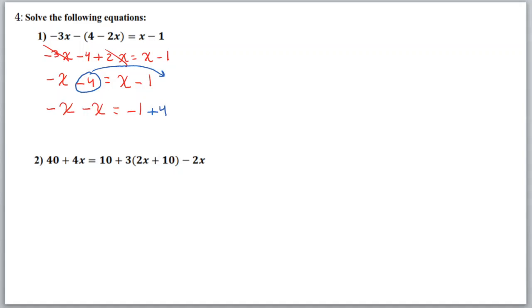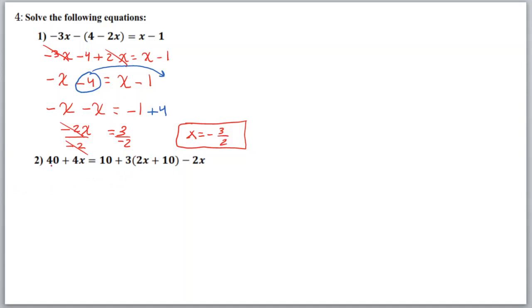So we continue. Minus x minus x, so it will be minus 2x and not 2x. Okay, minus x minus x, so it's minus 2x equal 3. Minus 1 plus 4, 3. And then we divide by what? By negative 2 both sides. So it gives that the final answer is x equal to 3 over negative 2, or negative 3 over 2. This with this, we cancel. So x equal negative 3 over 2.